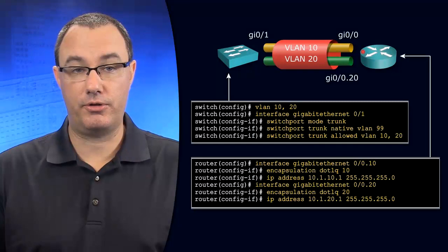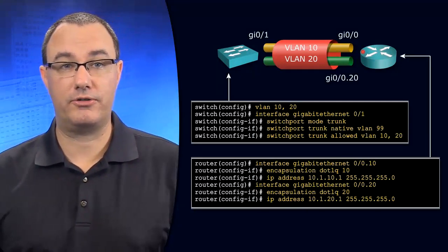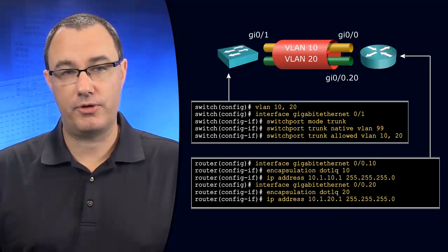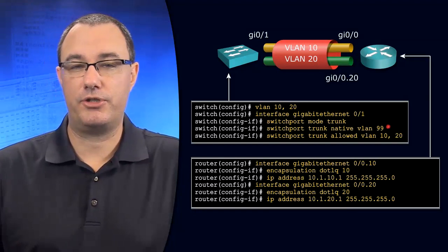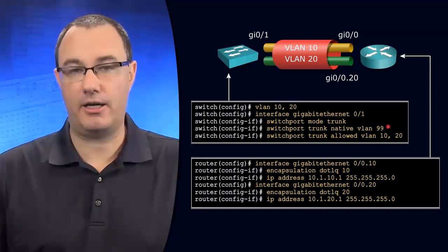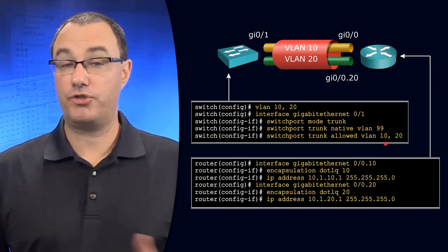It has to have that trunk link to carry multiple VLANs across a single physical path. So we're trying to carry VLANs 10 and 20 and get those routed. We've also changed the native VLAN to VLAN 99. That's a consistency theme and looks good.